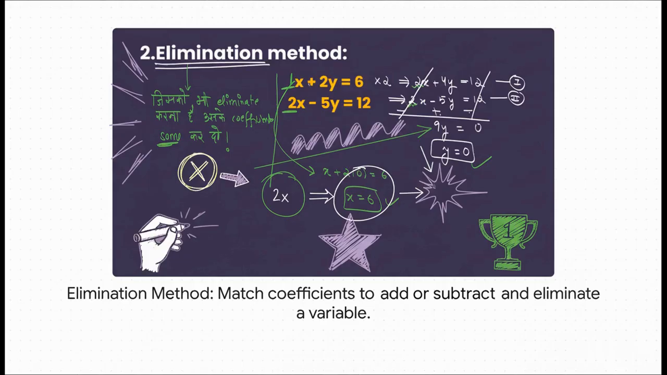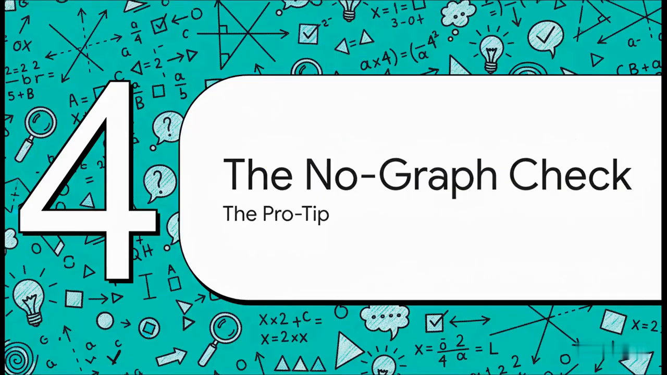Poof, the x is gone, and you're left with a super simple equation with just y in it. All right, Section 4, the no graph check. I love this part. This is a total pro tip. It's a secret trick to figure out what kind of answer you're going to get, 1, none, or infinite, without doing any of the heavy lifting.